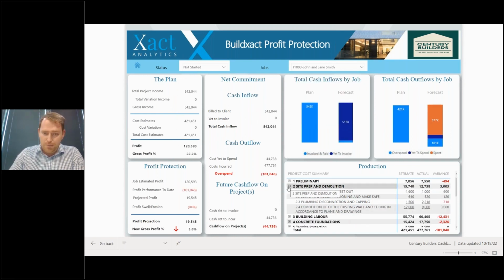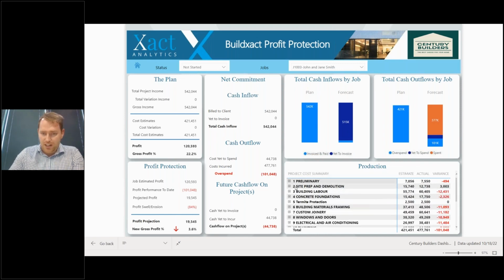For those of you using Build Xact, this section here should be really familiar. Depending on how you build out your recipe or how you do your quoting, here's your preliminary site prep, estimate, actuals, variance, and I'll come back to that one in a second. But in the top left-hand corner, this project has an income of 542,000 ex GST.